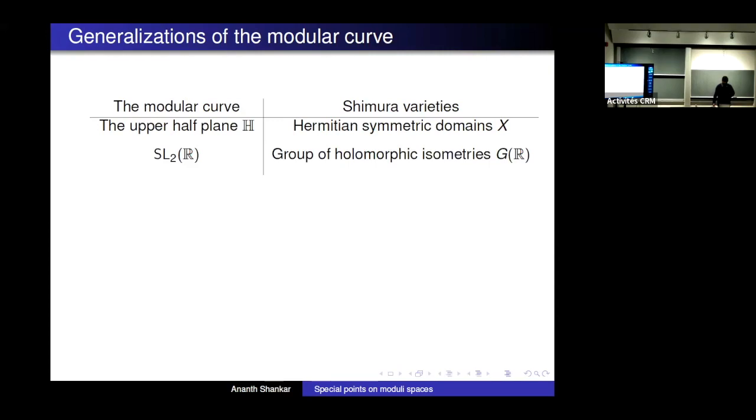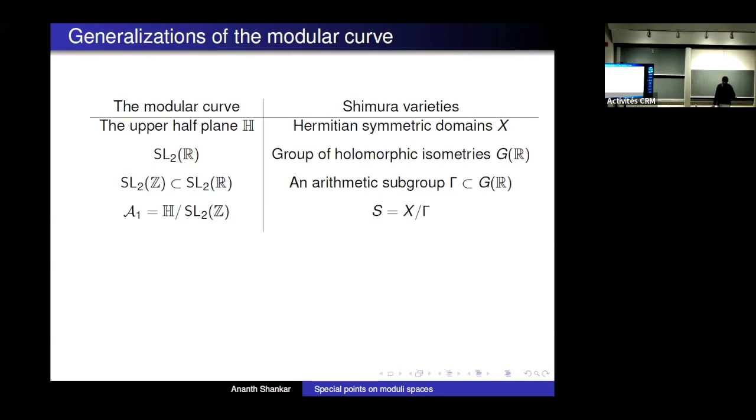Now, the group SL2R acted on H by holomorphic isometries. And similarly, if you were to look at the group of holomorphic isometries on a Hermitian symmetric domain, that's going to be a real Lie group. We define the modular curve by picking a discrete subgroup of SL2R, namely SL2Z. The analog in the setting of Shimura varieties is going to be an arithmetic subgroup of the group of holomorphic isometries. And just as we define the modular curve to be H mod SL2Z, your Shimura variety is defined to be X mod gamma, where gamma is an arithmetic subgroup.